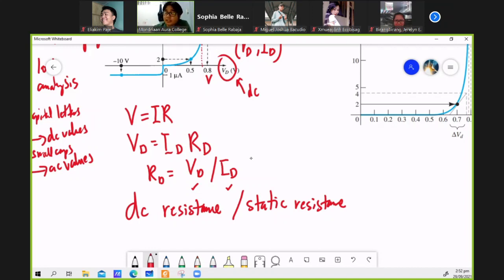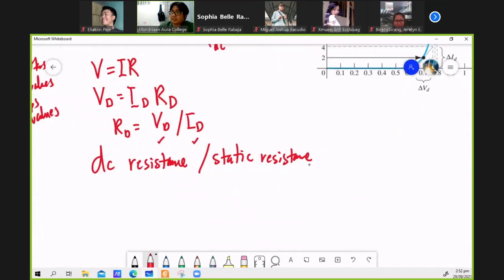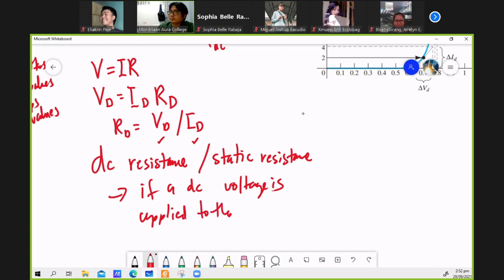So kailan tayo nagkakaroon ng DC or static resistance sa diode? Nagkakaroon tayo ng DC or static resistance sa diode if and only if nag-a-apply tayo ng DC voltage sa ating diode. Hindi ka pwede magkaroon ng AC value kung DC voltage ang ina-apply mo. So this is the resistance or the impedance if a DC voltage is applied to the diode. So DC resistance. Yun yung isang klase ng resistance level ng diode.